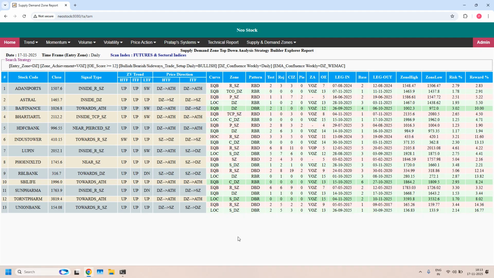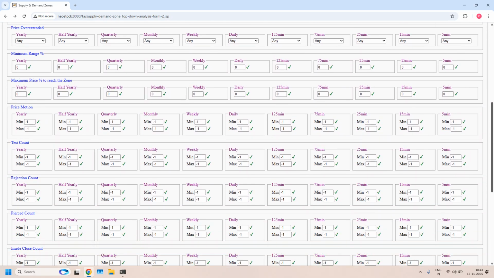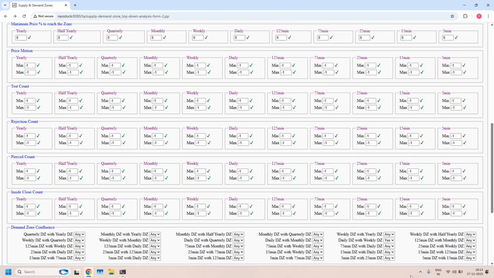So this is the first strategy, first report for identifying high probability trade setup daily demand zones. Okay, next we will generate the report based on the second strategy. So I am removing the ITF EMA filter. Second strategy, first step: LTF, ITF, HTF, all the three demand zone confluence.